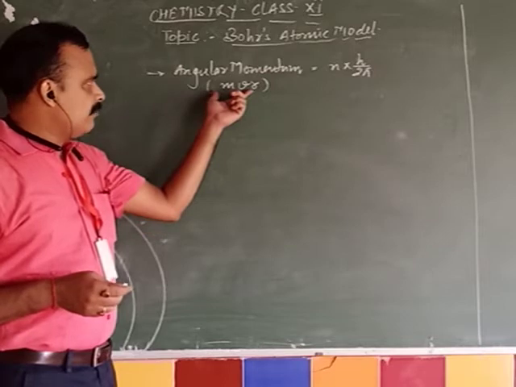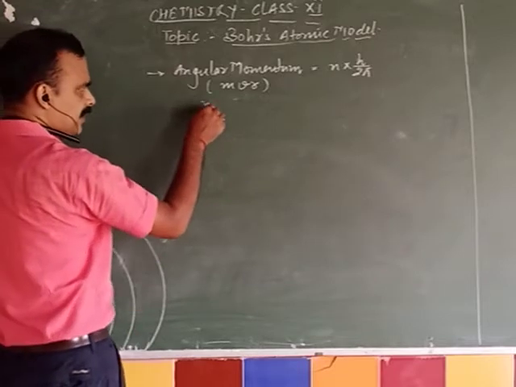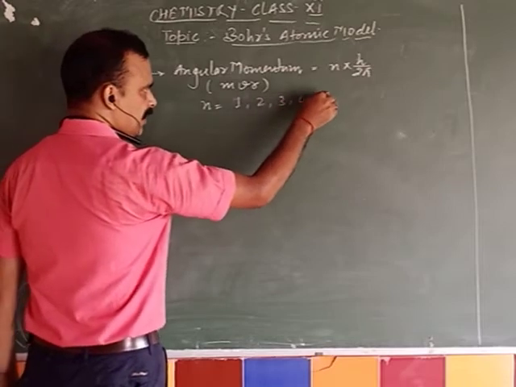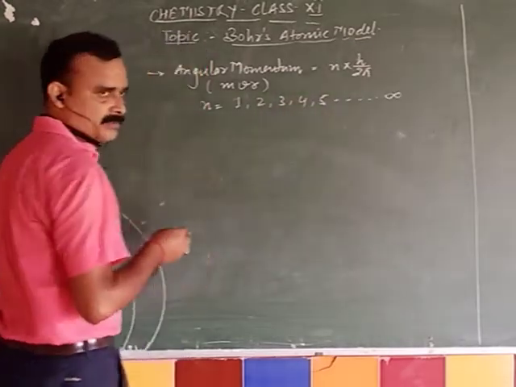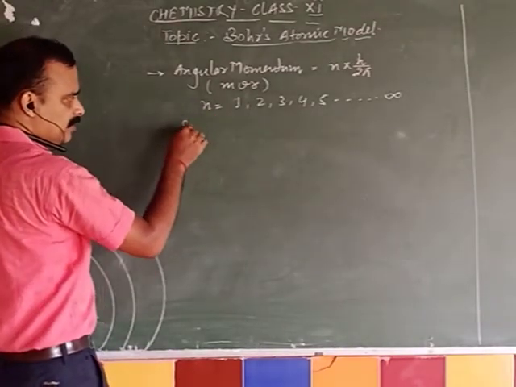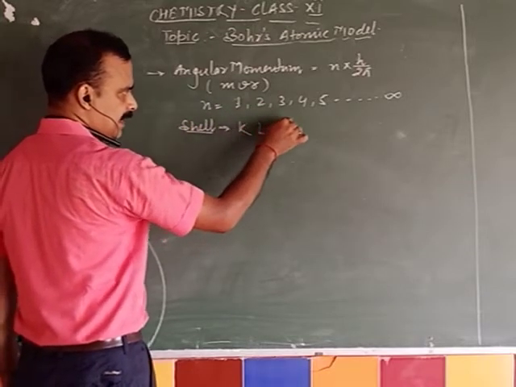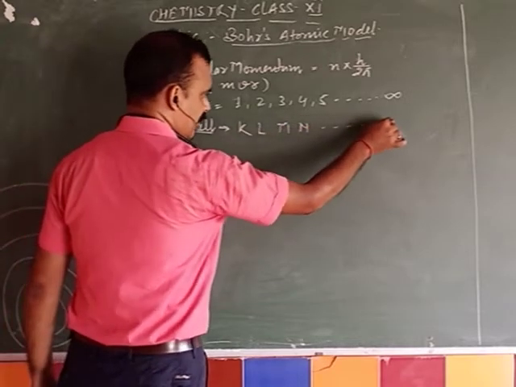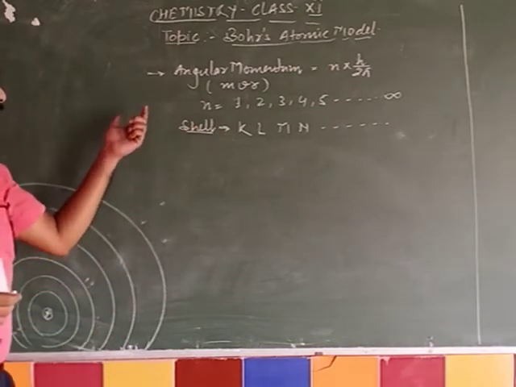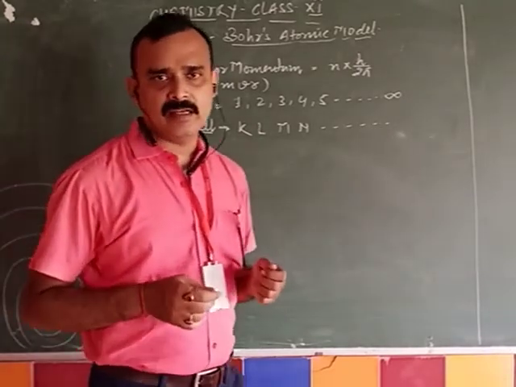So for electrons, mvr, the angular momentum, will be equal to n into h upon 2 pi, where n is a whole number, an integer, meaning its value may be 1, 2, 3, 4, 5, up to infinity, but never a fraction and never zero. This is what we call a shell, and we name the first shell K, the second shell L, then M, N, and so on. So this was the first and, I think, the most important postulate of Bohr's atomic model, that electrons are revolving outside the nucleus in a circular manner.